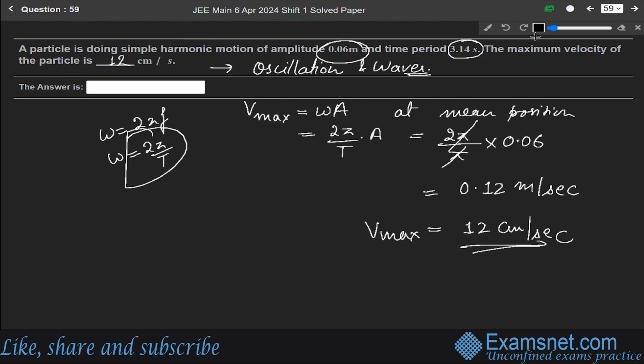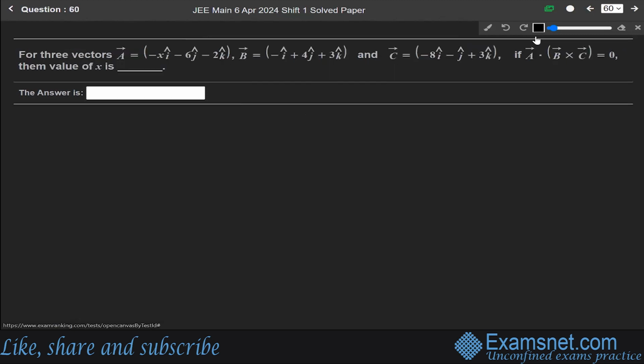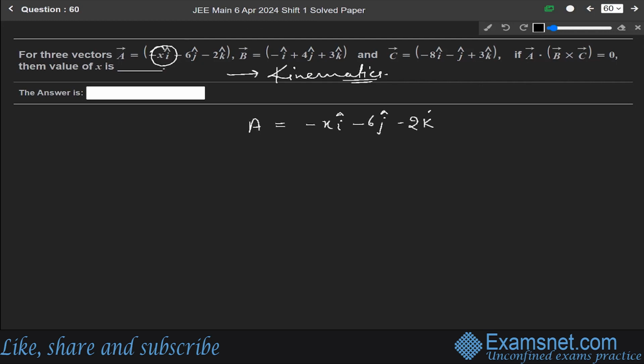Okay, 12 centimeter per second. Now next question 60. Three vectors: A this, B is this, and C is this. If A dot B cross C equals to 0, we have to find the value of X. Okay, so this is from the chapter of kinematics. A is given as minus of X iota cap, minus of 6J cap, minus of 2K cap. B is given as minus of iota cap plus of 4J cap plus of 3K cap, and C is given as minus of 8 iota cap minus of J cap plus of 3K cap.